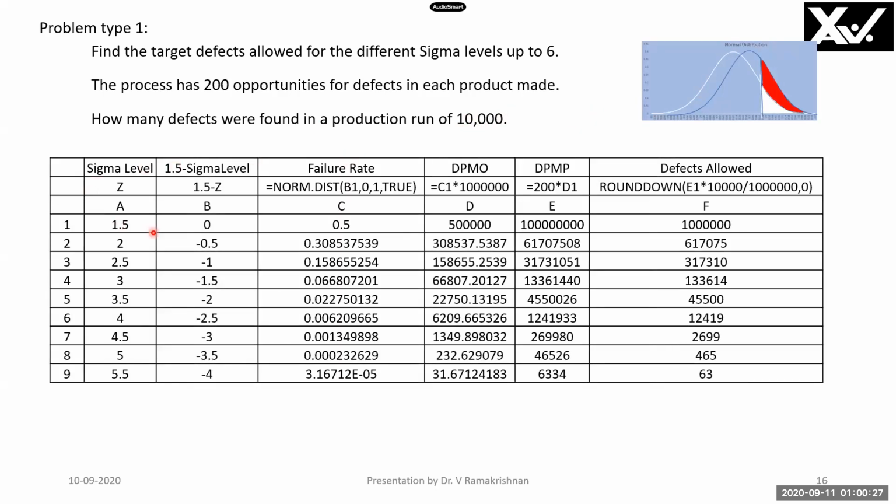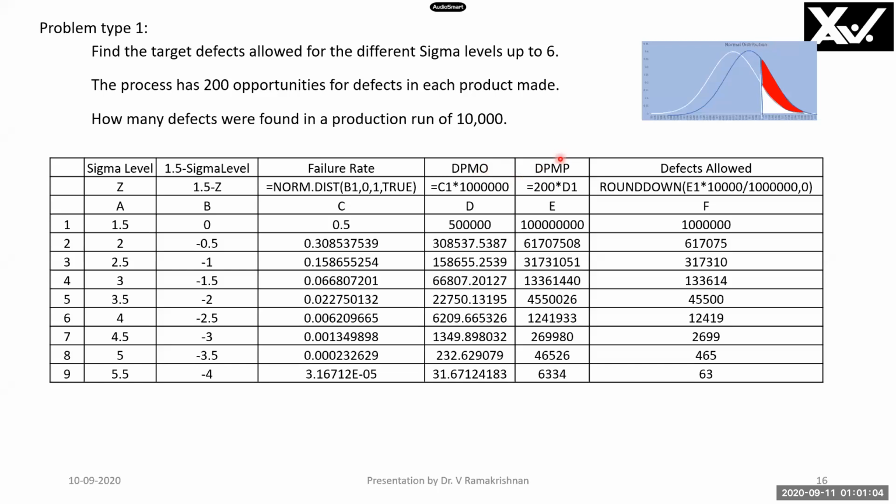Now we will see this table. I put sigma level here because we want to find out for different sigma levels, so I'll put 1.5, 2, up to 6. 6 also we'll find out. And then 1.5 minus sigma level is, here it is 0. Then I will substitute in the formula. What is the formula here? NORM.DIST, open bracket, B1. B1 is nothing but the value here. For this 0, for this minus 0.5, like that. And then 0, comma 1, comma true. If I put this, I will get this answer, which will be less than 1. Multiply by 1 million, I will get the DPMO, defects per million opportunities.